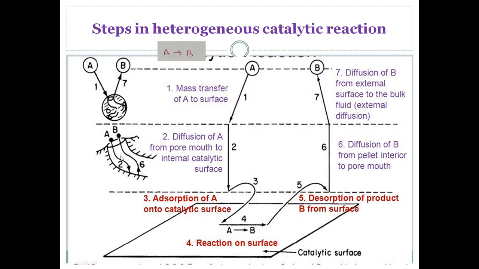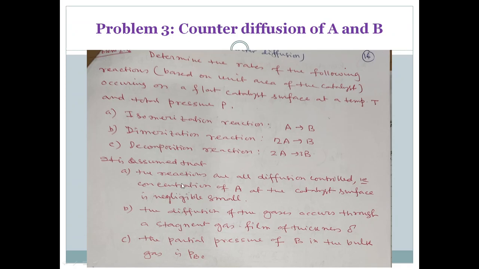So in this case, if diffusion is the controlling step, that is, the diffusion rate is slower than the reaction step, then the diffusion rate will control the reaction, and in that case the concentration at the catalyst surface will be 0. So this is the statement that the reactions are all diffusion control. That means the diffusion rate is the slow step, and the reaction step is fast. So the overall rate will be the slow step, and that will control. That is, the concentration of A at the catalyst surface is negligibly small.